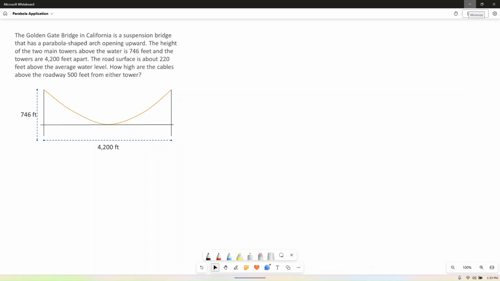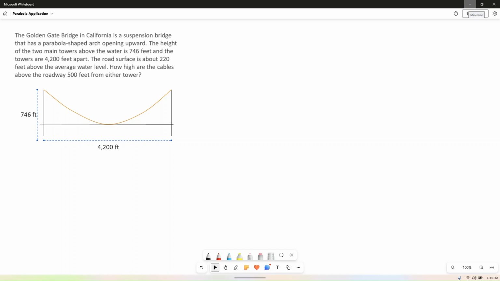Let's look at an example of an application involving a parabola as a conic section. One of the common examples that we see of parabolas is that they relate to the shape of the suspension cable in a suspension bridge. In this particular example, we want to consider the Golden Gate Bridge, which is in California.